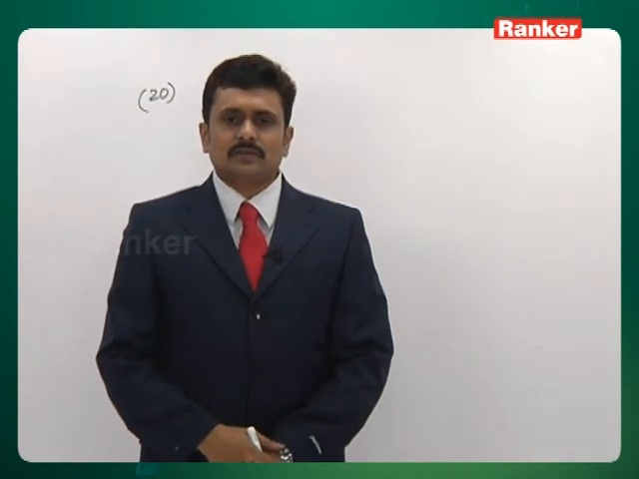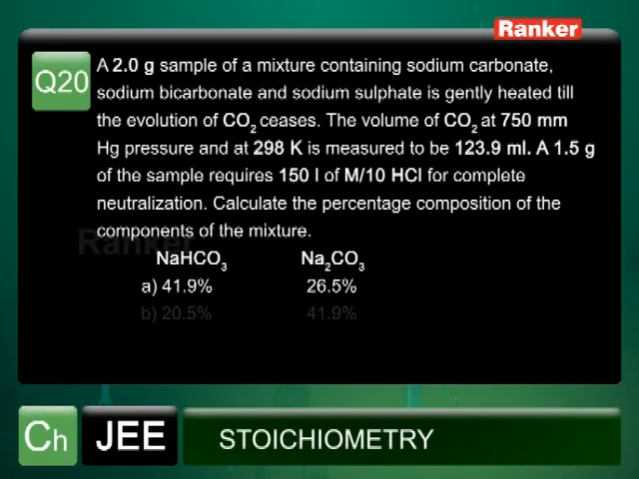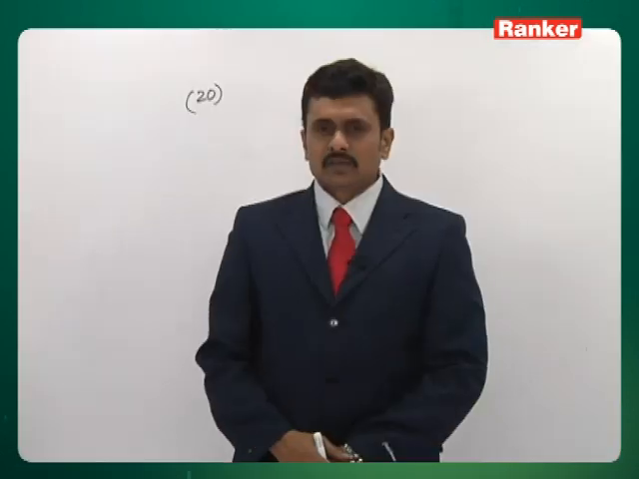We have a 2 gram sample of a mixture containing sodium carbonate, sodium bicarbonate and sodium sulfate, which is gently heated till the evolution of CO2 is ceased. The volume of CO2 at 750 millimeter of mercury pressure and 298 Kelvin is measured to be 123.9 ml. And 1.5 gram of this same sample required 150 milliliter of 0.1 molar HCl for complete neutralization. Then you have to find out the percentage composition of each component in the mixture.